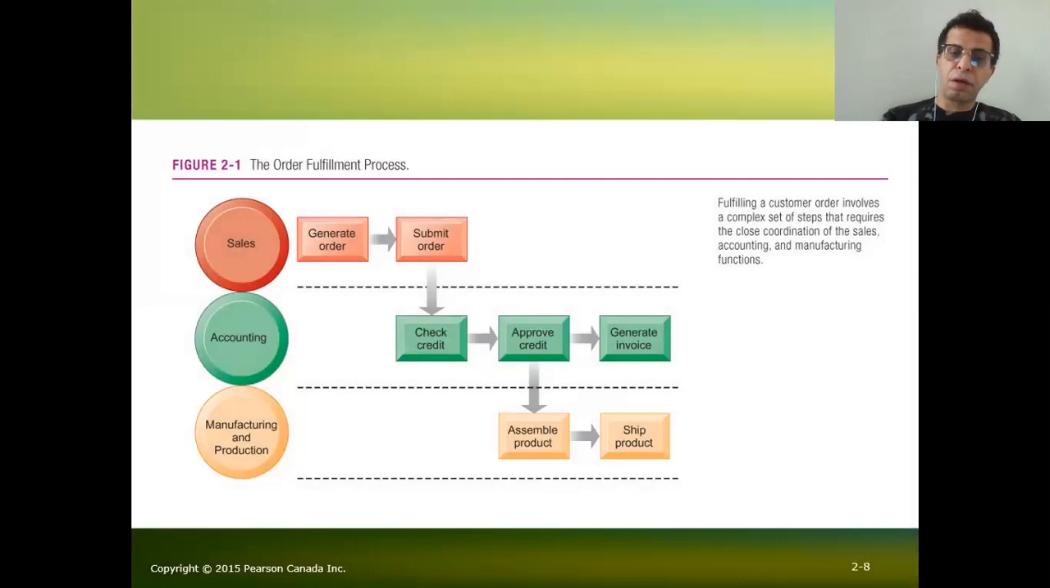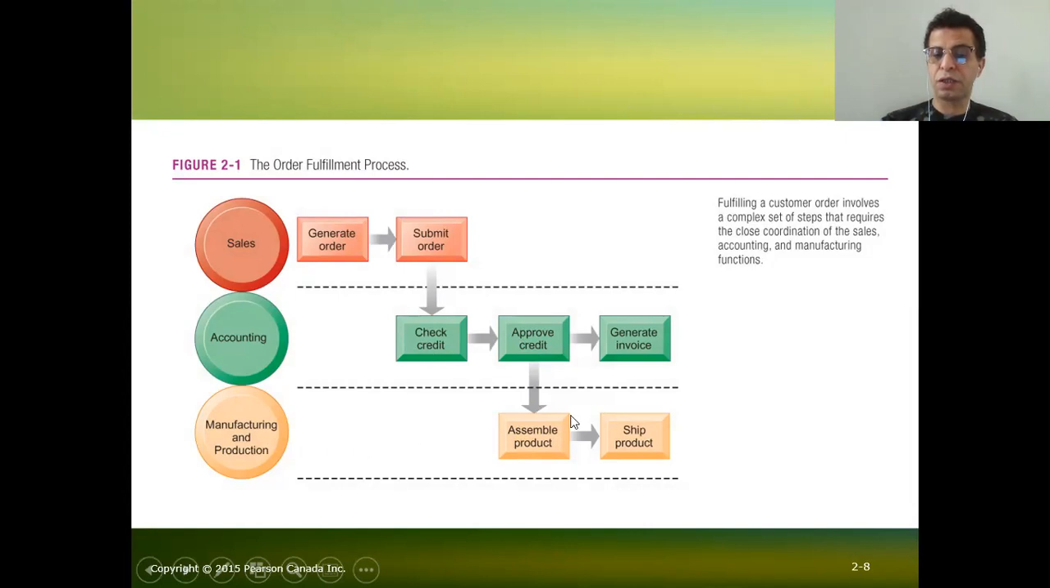If we take the order fulfillment process, let's say somebody delivers a sale. When he delivers a sale, he generates an order and then submits the order. The order goes to the accounting department. They check the credit of the buyer, for example, and if they don't approve it, it goes back to the sales.